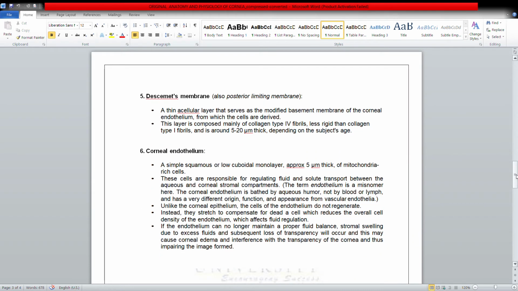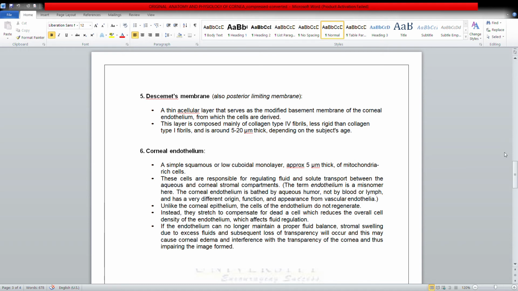and it is also known as the posterior limiting membrane. A thin acellular layer that serves as the modified basement membrane of the corneal endothelium, from which the cells are derived. And this layer is composed mainly of collagen type 4 fibrils, less rigid than collagen type 1 fibrils, and is around 5 to 20 micrometers thick depending on the subject's age.